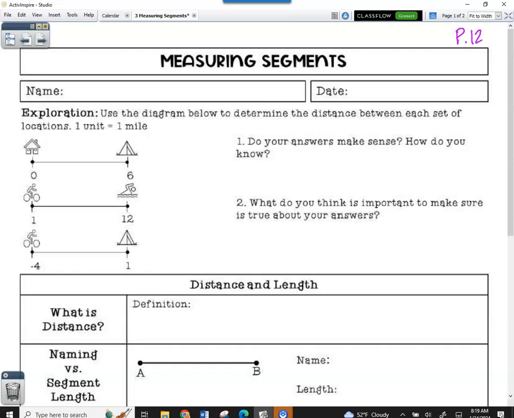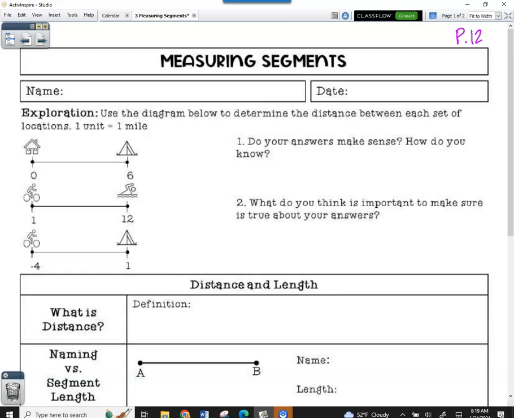Page 12, and we're looking at measuring segments. We're going to start very simple with a little exploration, and then some definitions, and then go to the back, start simple practice problems, and then get to grade level practice problems that involve algebra. This is exactly the same concept as measuring angles from yesterday. It's just now it's a line segment. A lot of people find this easier because they understand segments better than angles.